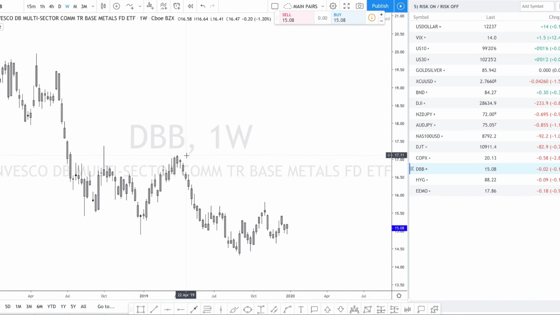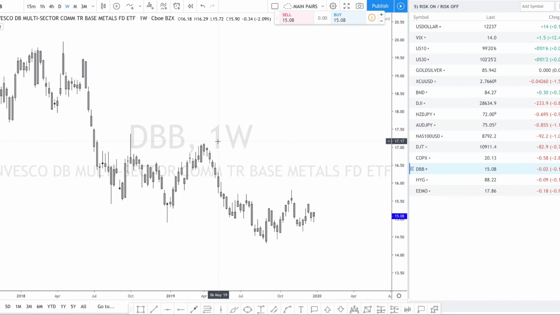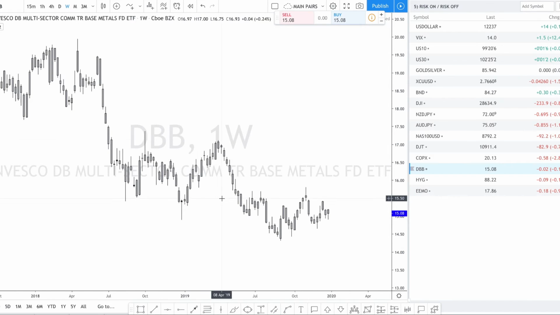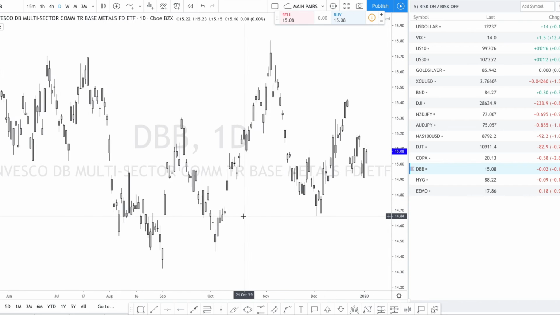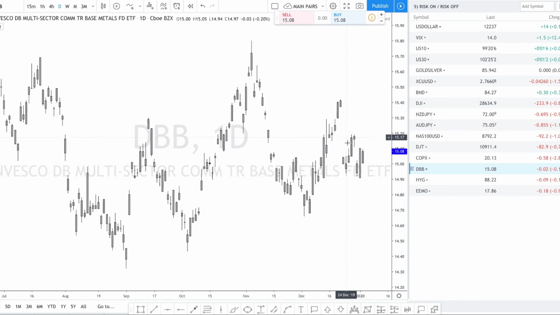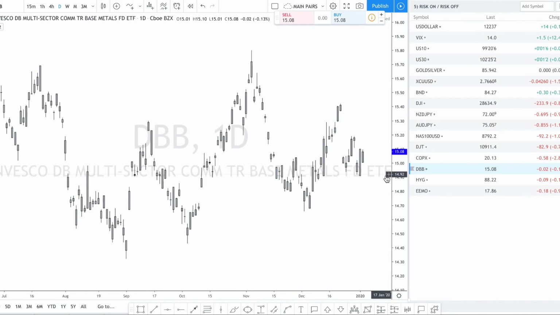This is the PowerShares base metal futures. Industrial metals like aluminium and copper are sensitive to economic trends. Normally if the DBB is up, it's risk on, and if the DBB is down, it's risk off. They all slightly vary, but right now this is starting to drop. So again, it's adding further confluence to our risk off.